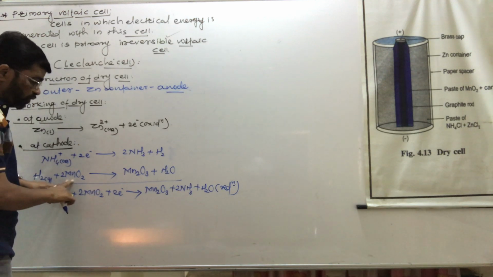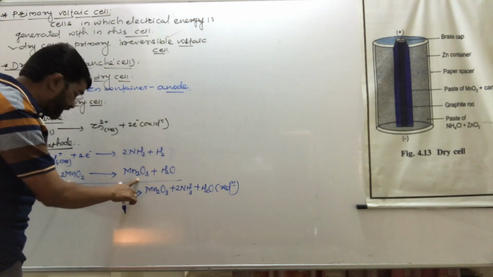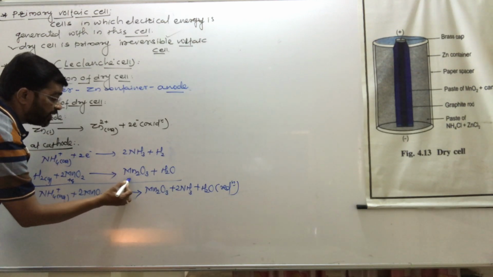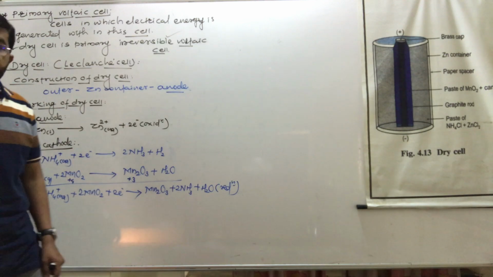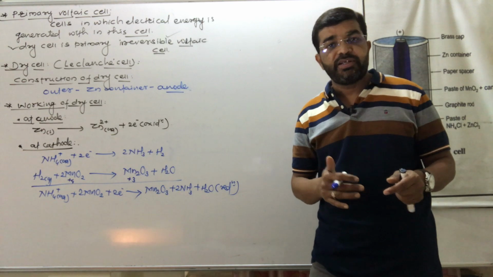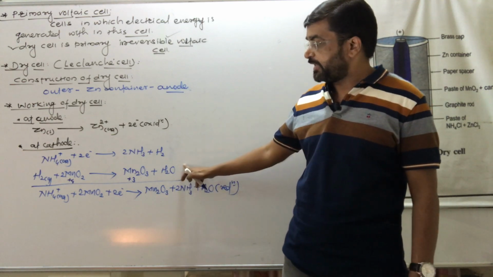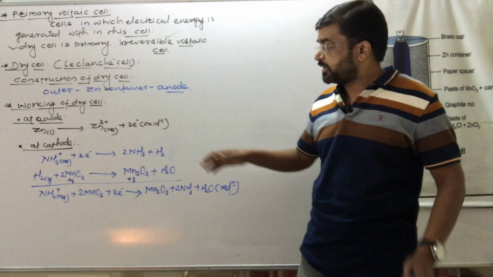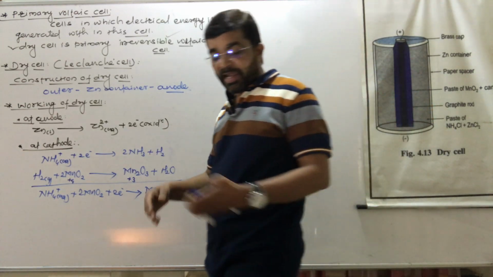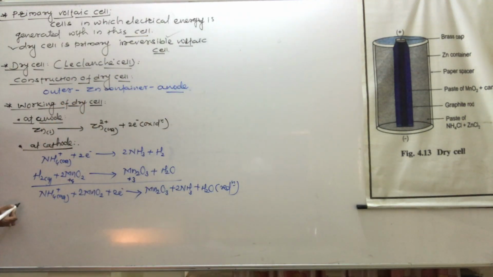हाइड्रोजन गैस ने MnO2 का Mn2O3 में क्या किया? रिडक्शन, because here the oxidation number of manganese is +4 and here the oxidation number of manganese is +3. So the oxidation number decreases, meaning MnO2 reduces into Mn2O3. Reduction reaction takes place. This is nothing but the working of the dry cell. Now the net cell reaction, the overall cell reaction that takes place in the dry cell.